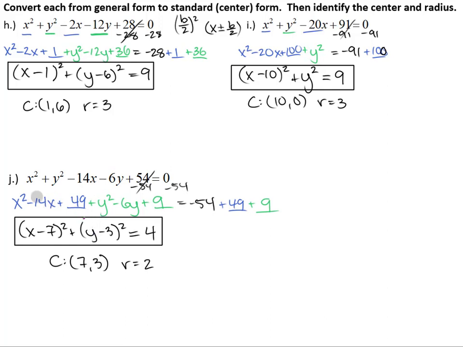There we go. If you paired everything up correctly, found the correct values, remember half of b squared to complete your square for each, and add them to the other side, we end up getting positive 4, and these are your perfect squares. So we get a circle with center at 7, 3 and radius of 2.